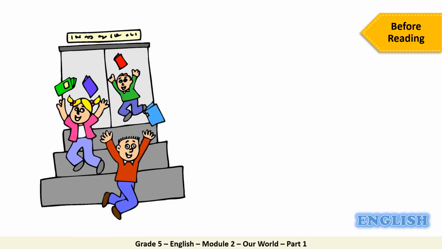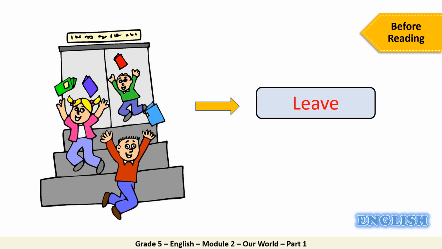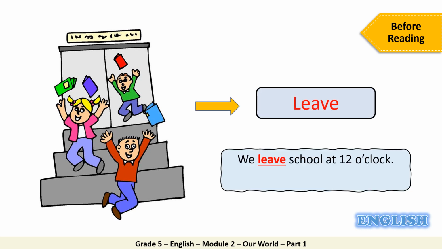Look at these children. Are they going in the school or out? Yes, they are going out of the school. They are leaving the school. They are going home. The word is leave. For example, we leave school at 12 o'clock.